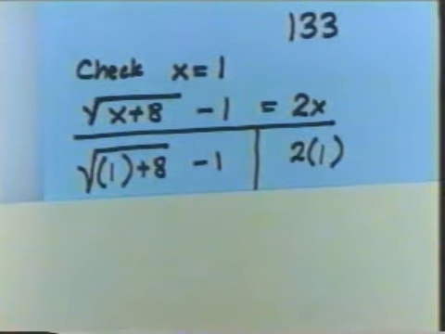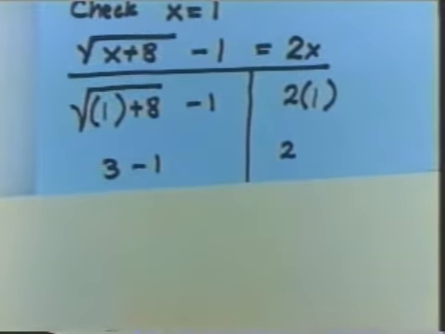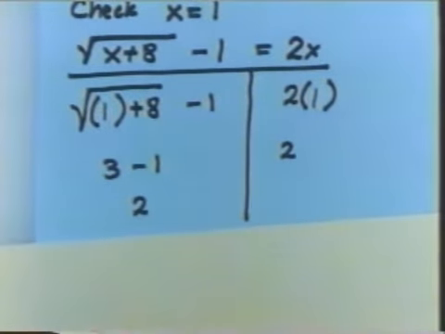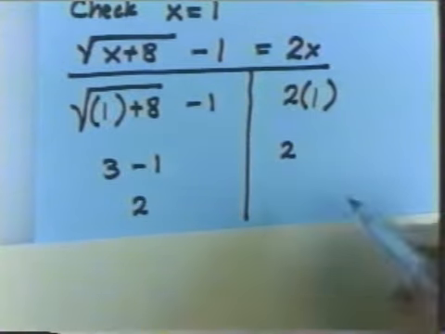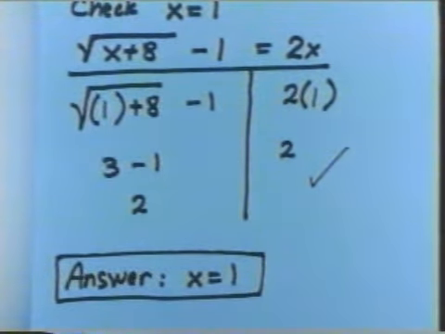Under the radical we have the square root of 9, which is 3. 3 subtract 1 on the left, which is 2. On the right we have 2 times 1, which is 2. This one checks out just right. And so that means the answer is just x equals 1. We omitted negative 7/4, which did not check.